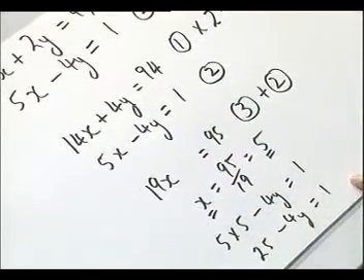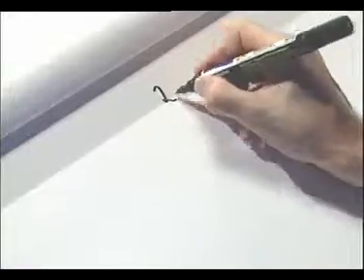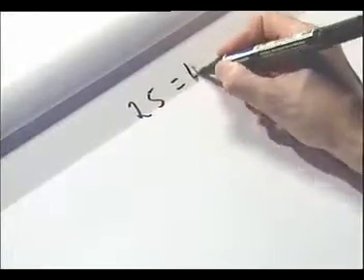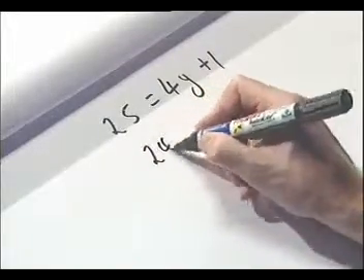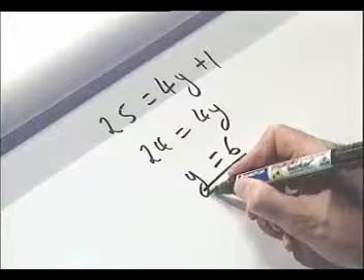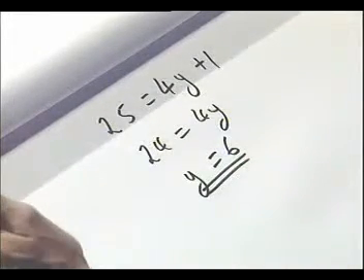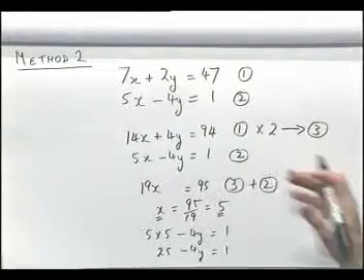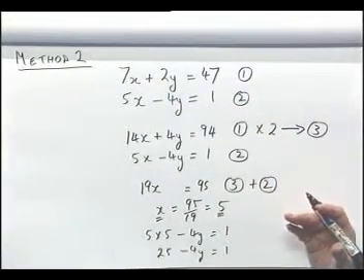Take the 4y over to that side by adding 4y to each side. So that will give us 25 is equal to 4y plus 1. Take the 1 away from each side, 24 is 4y, and so y is equal to 6. And we've got exactly the same answer as we had before. And let's just look how much simpler that is, how much quicker that answer came out.